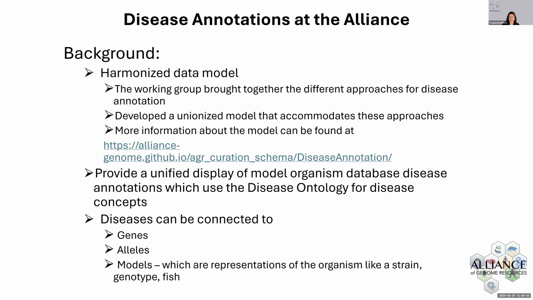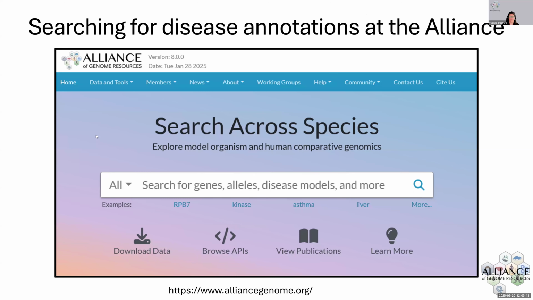So this harmonized data model provides us a way of having a unified display of model organism database disease annotations, which the model organism databases use the disease ontology for disease concepts. And then diseases can be connected to genes, alleles, or models. And a model is a representation of the organism, like a strain or a genotype or a fish that is modeling the disease.